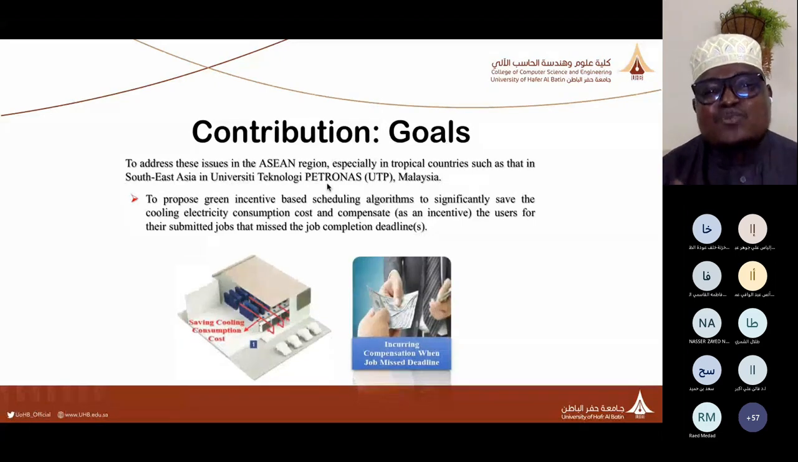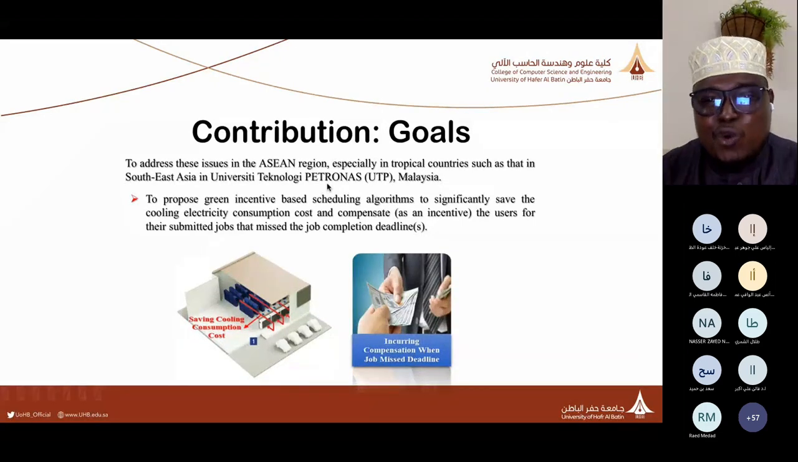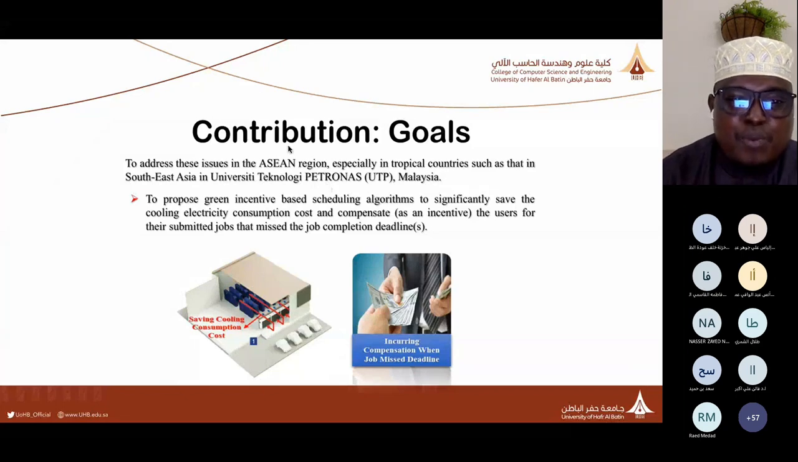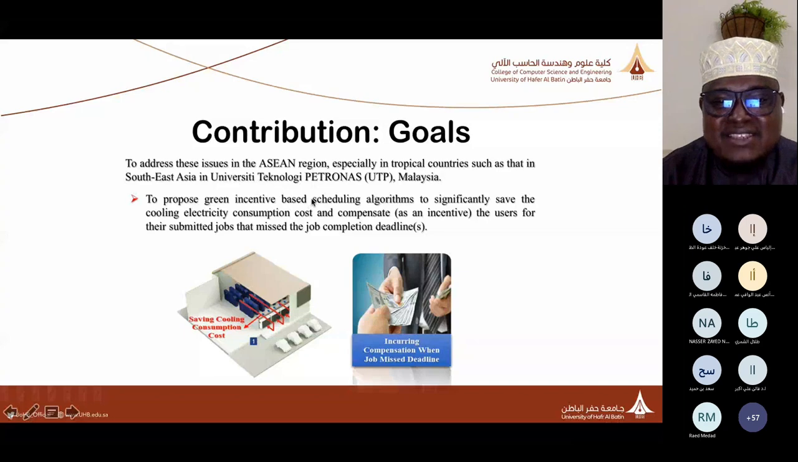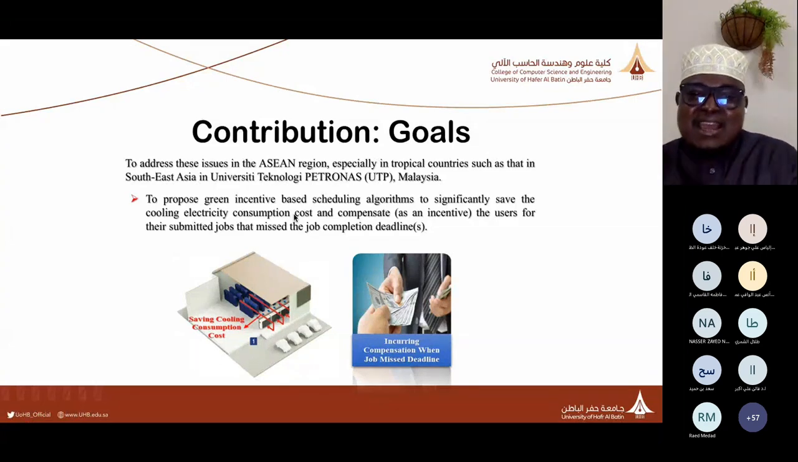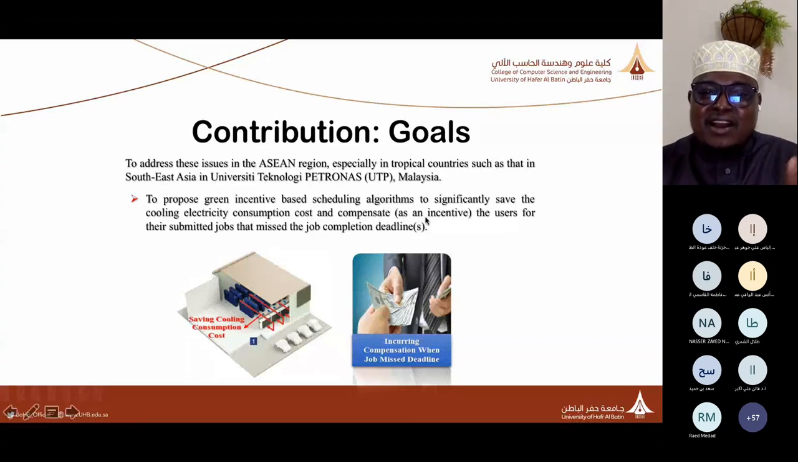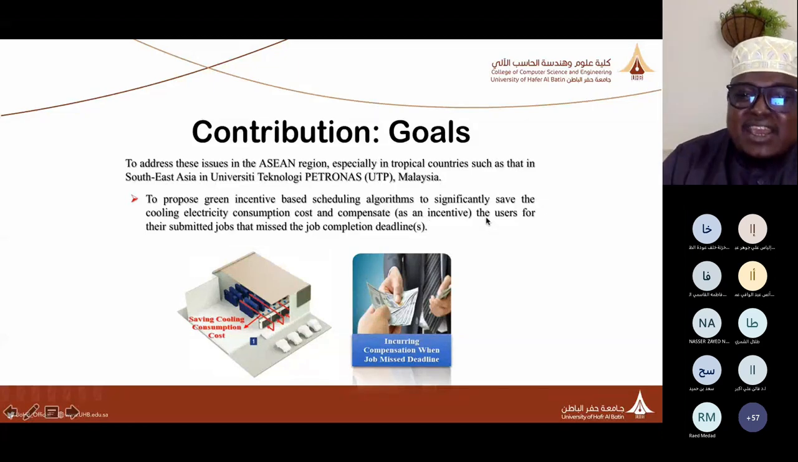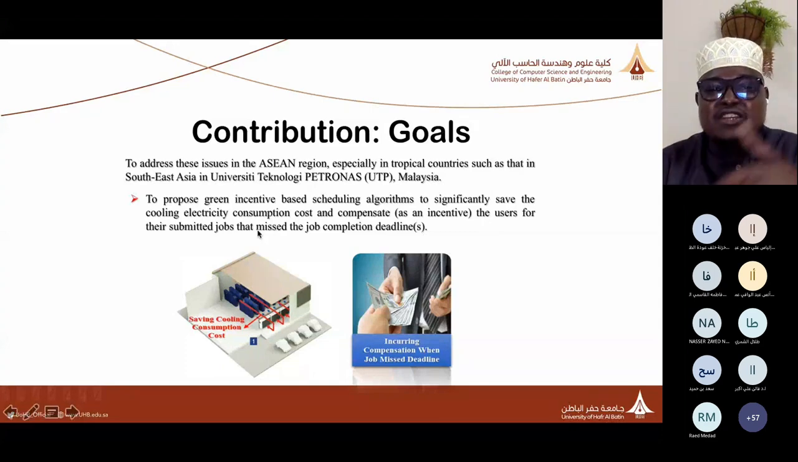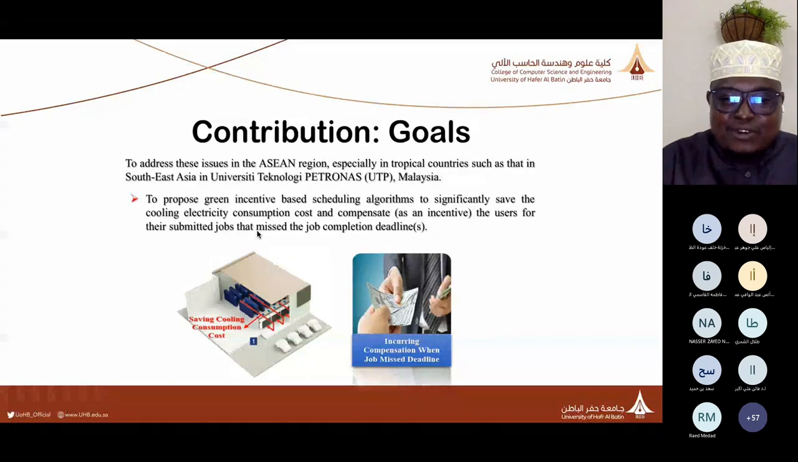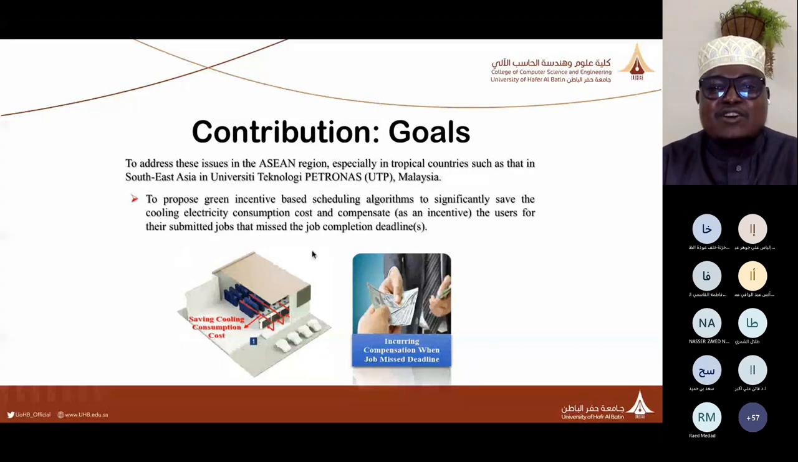Then you say, this is what you want to do. This is your objective. This is your goal. The goal of your research is to propose green incentive-based scheduling algorithms to significantly save the cooling electricity consumption cost and at the same time compensate people like Badr, as I explained earlier, or Muhammad, the customers of Muhammad or Badr, the users, for their submitted jobs. When they submit their suit to wash it for them, for example, as I mentioned earlier, and miss the completion deadline, you want to match the two and give the compensation.